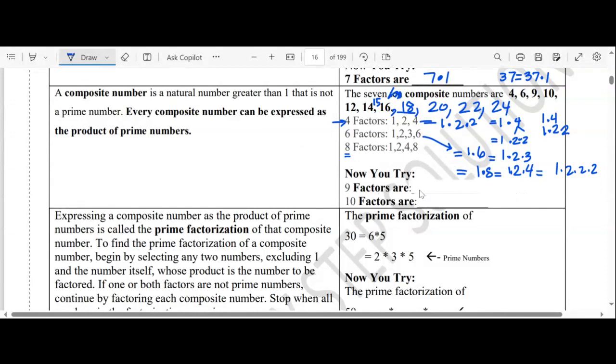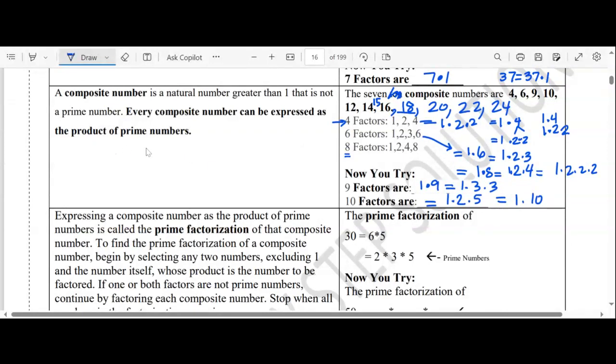Okay, what about 9? 1 times 9, or we can say what? 1 times 3 times 3. What about 10? 1 times 2 times what? 5. Or it can be 1 times 10. So do you know the difference between prime and composite? Okay.